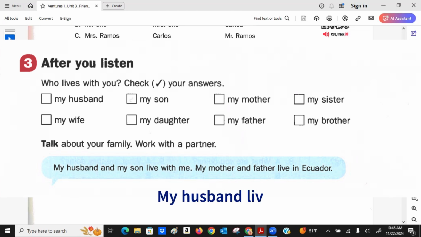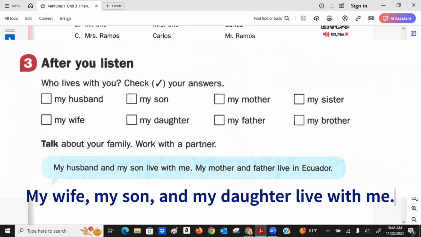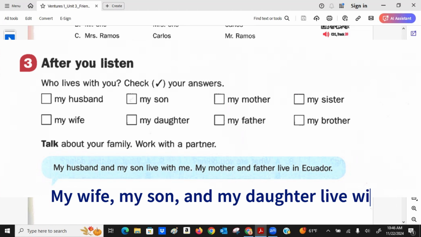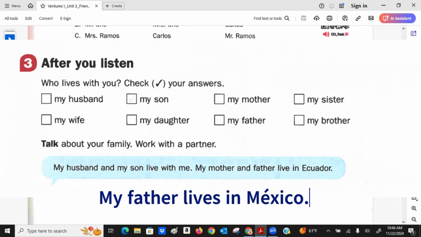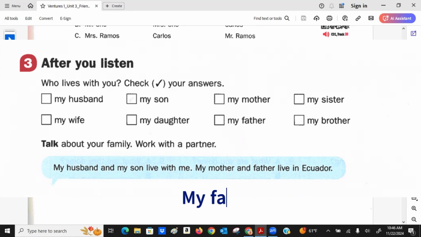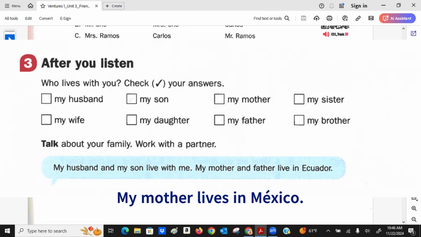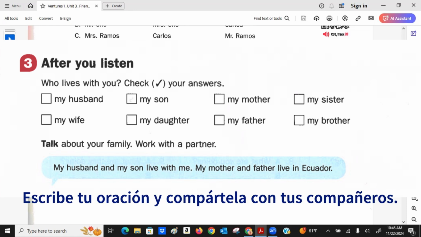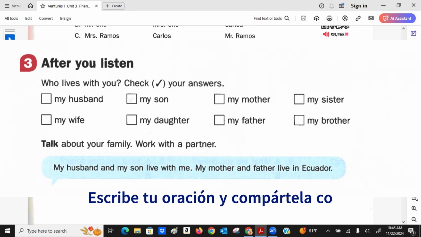So you say, my husband lives with me. My sister lives with me. Or it could be on the second part of the sentence, right? So you can say, my wife, my son, and my daughter live with me. My father lives in Mexico. Or my mother lives in Mexico. Right? Just mention one. Now it's your turn to do it. Write down your sentence and then share it with your classmates.